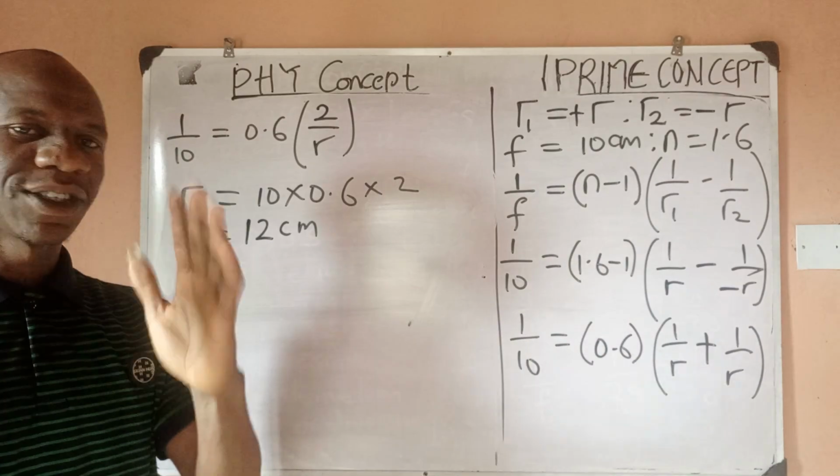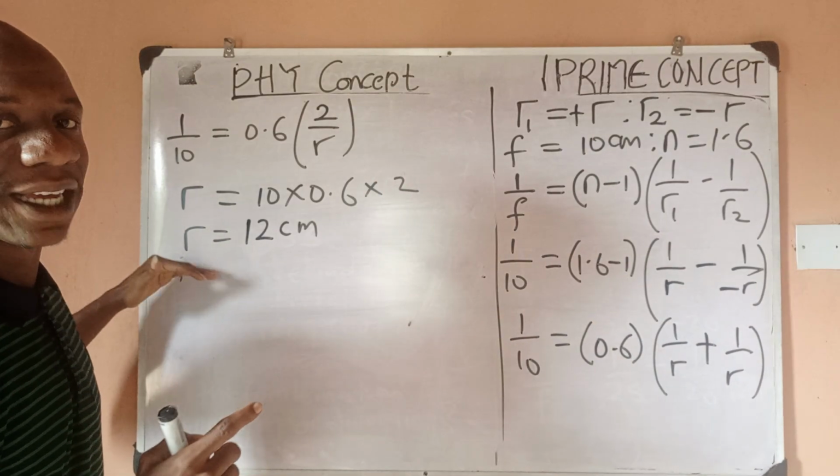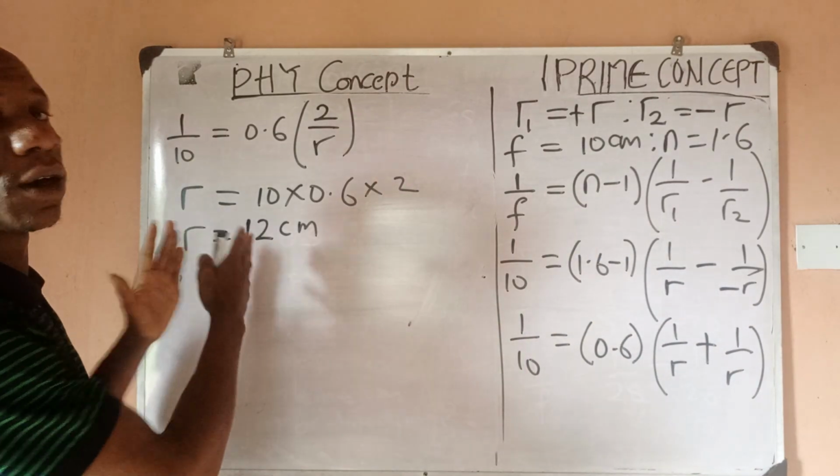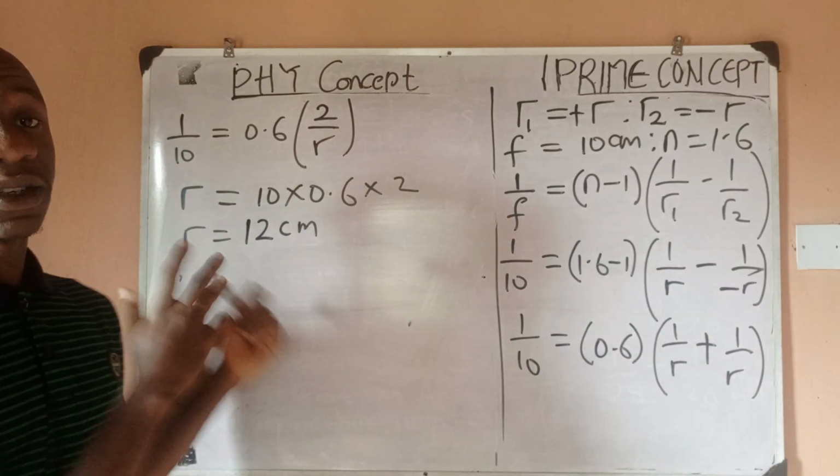So I believe that this concept is clear. This is what they want us to get, the radii of curvature, and we've gotten it as 12 centimeters. I believe this is really very clear to you.